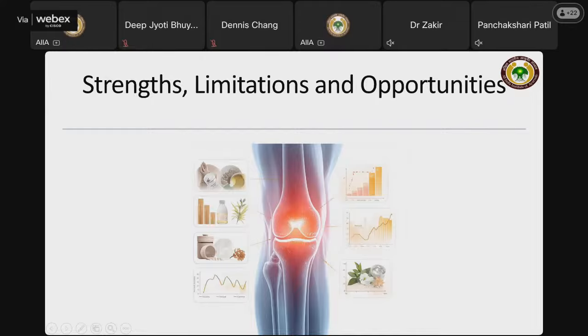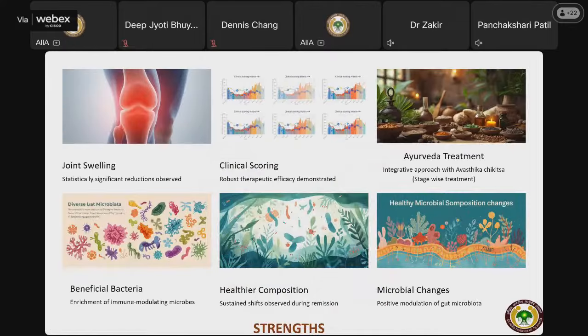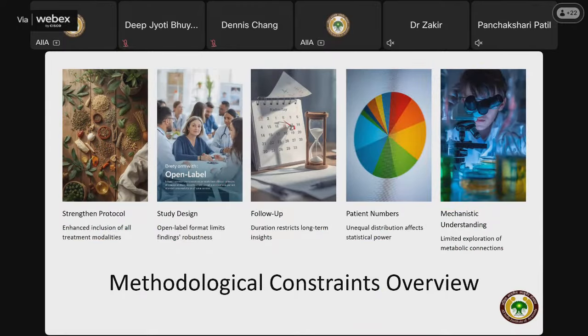So we have certain strengths and some limitations, and I find some opportunities too. The strengths were the statistically significant clinical reductions in the scorings, the Ayurveda treatment based on the patient and the stages of the disease, the beneficial bacteria, the healthier enrichment, and the microbial changes in the entire flora that happened. And we had these constraints, including the strengthening of protocol, because we had limitations with around 17 medicines. We needed more medicines which could have been included.